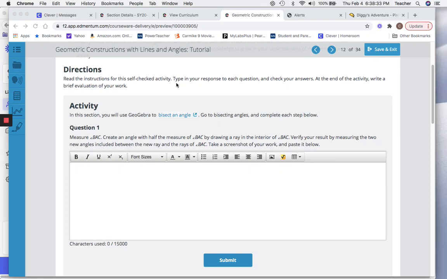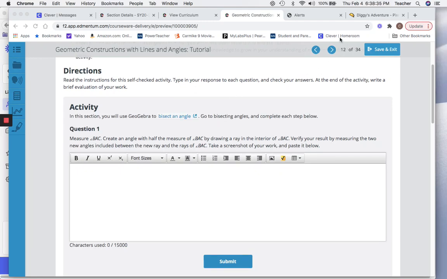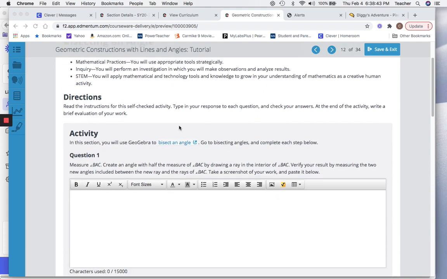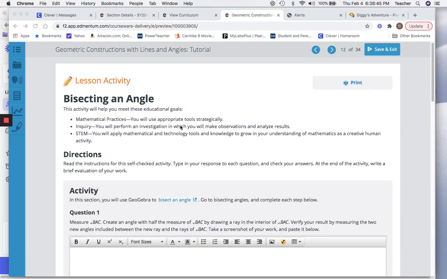All right, guys, we're back in the geometric constructions. This is slide 12. Looks like we're about to bisect an angle. Again, we've talked about bisecting. Bisect means cut in half. Now we've talked about a perpendicular bisector, which is when you take a segment and cut it in half at a 90-degree angle. Bisecting an angle means we're going to take an angle and cut it directly into two equal parts with some sort of ray, probably.